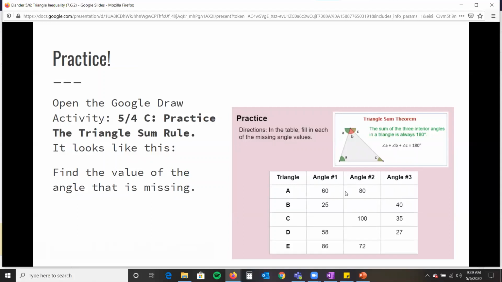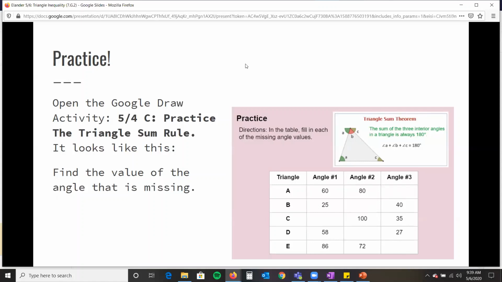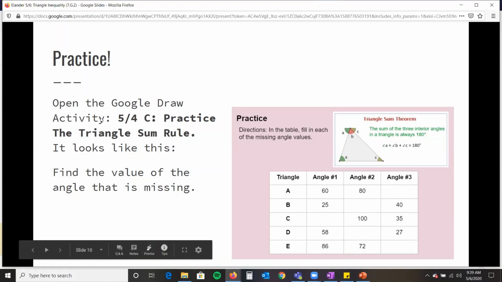So let's say that you have angle 1 and angle 2, 60 and 80. Can you figure out the third angle? If you know that these all should add up to be 180, then we can find out what those third angles are on each. Okay, so go ahead and open that, and I want you guys to type your answers in there of the missing values. All right, so we're going to take about 4 to 5 minutes to fill in this chart and be ready to check. All right.